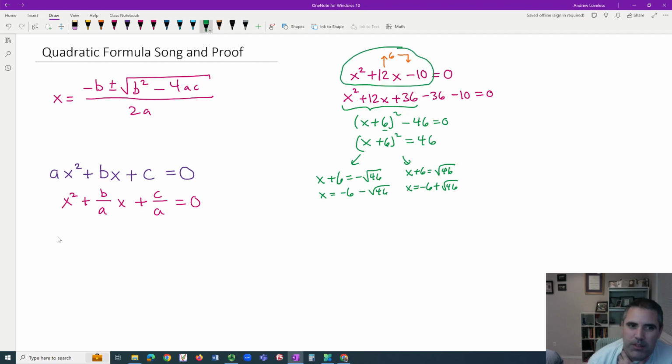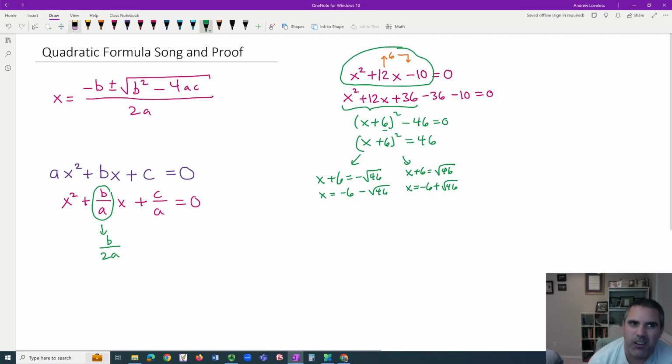Now I'm going to complete the square. How did we complete the square? We did half the middle. Now in this case, this is the middle. Half the middle squared. So half the middle is b divided by 2a. Some of you might recognize that as part of a formula for something else, negative b over 2a, but that's a different story. Okay, so I'm going to square this.